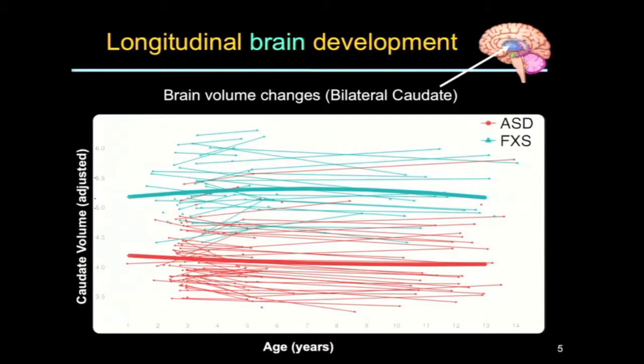You can see the caudate volume is on the y-axis and age is on the x-axis. So we're tracking caudate volume from age 1 through 13 or 14. The thin lines represent individual data points, so that's one individual's growth trajectory, and the thick lines represent group-wise estimates of growth trajectories. I'll also point out that the Fragile X group is colored in green, and the red group is our autism spectrum disorders group. These are individuals with idiopathic autism spectrum disorders that we're using as a comparison, a symptom match to the Fragile X syndrome group.